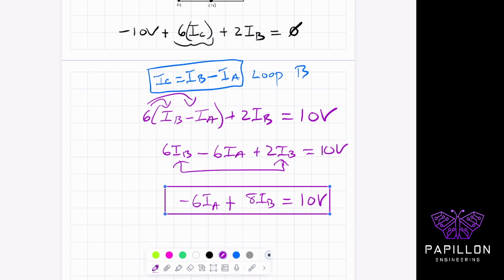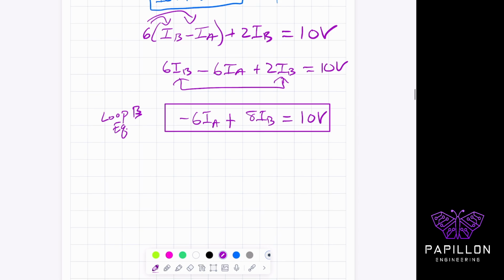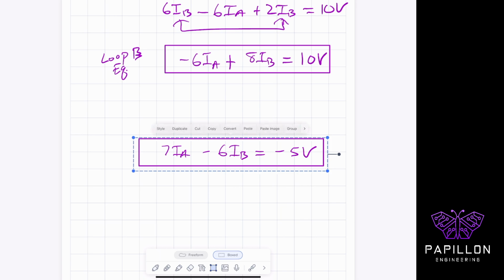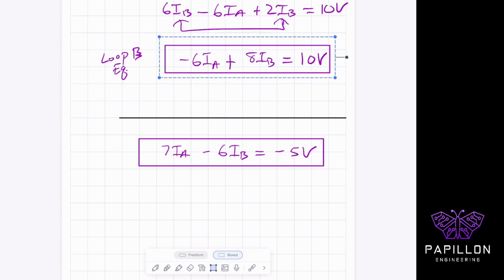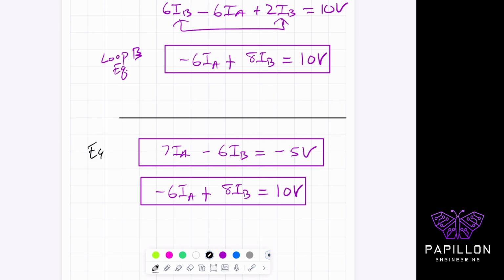Okay, so this is our loop 2 equation, the loop B equation. So we finally have two equations and two unknowns, which we can finally solve, right? So let's put them all together. You can see it together. And we also put a line here to separate everything for you. Okay, perfect. So now I have my equation 1, I have my equation 2, and I can finally solve.